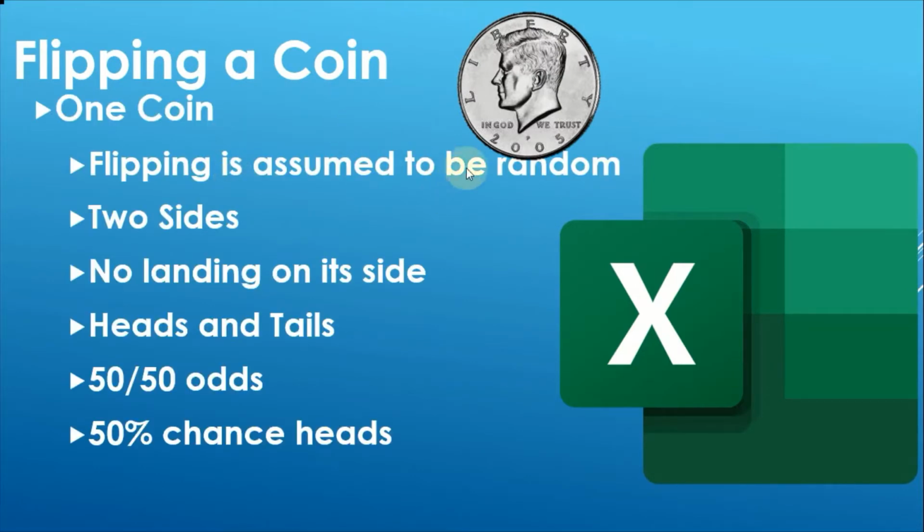So when you flip a coin, one coin, it's assumed to be random, right? It could be a two-headed coin, or it could be manipulated in a way that doesn't give you a random result. There's two sides to it. And of course it's possible to land on its side, but we're going to ignore that for now. It has heads and tails, and most people know that it's 50-50 odds, which means it's a 50% chance of heads and a 50% chance of tails, and that's where the 50-50 comes in.